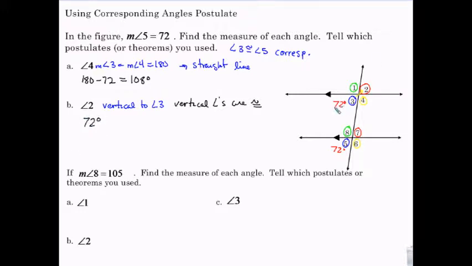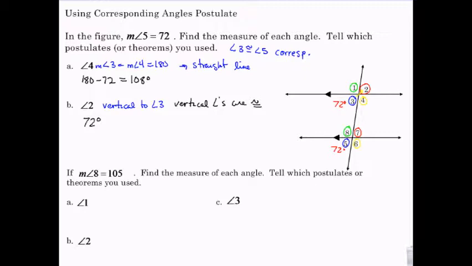If you did not remember the vertical angle thing, you could still find angle 2 because you now know angle 4 is 108. And angle 2 and angle 4 make a straight line. So you could subtract from 180 that way too. So there's two ways that you could find angle 2. Vertical angle is probably the simplest because you don't have to do any subtraction, but the straight line thing works too.